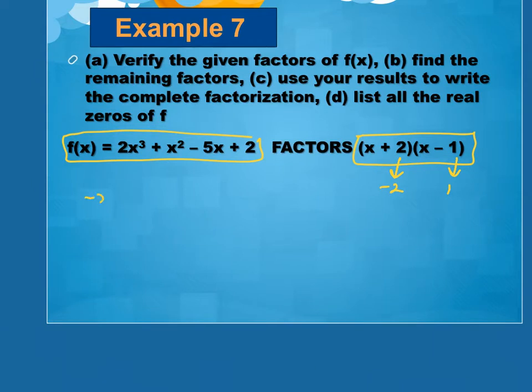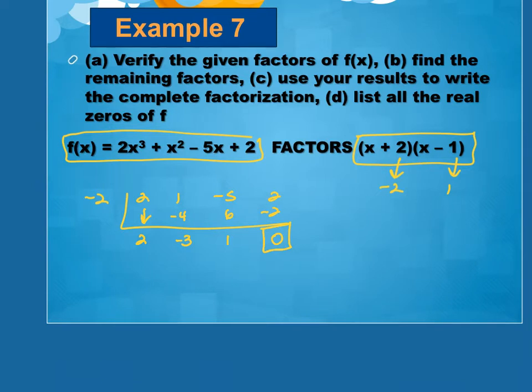I can put the negative 2 on the outside. I'm not missing any terms this time, so it's 2, 1, negative 5, 2. Bring down the 2. Multiply, put it in the next column, add it, multiply it, add it, multiply it, add it. That's verifying that negative 2 is a factor.